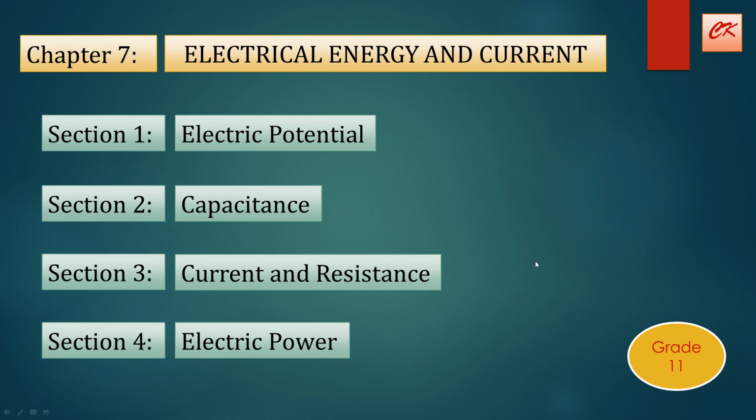Okay, friends, today we will talk about Chapter 7, Section 1, Electric Potential. Chapter 7 includes 4 sections. First one is electric potential, the second is capacitance, third one current and resistance, and the last one is electric power.